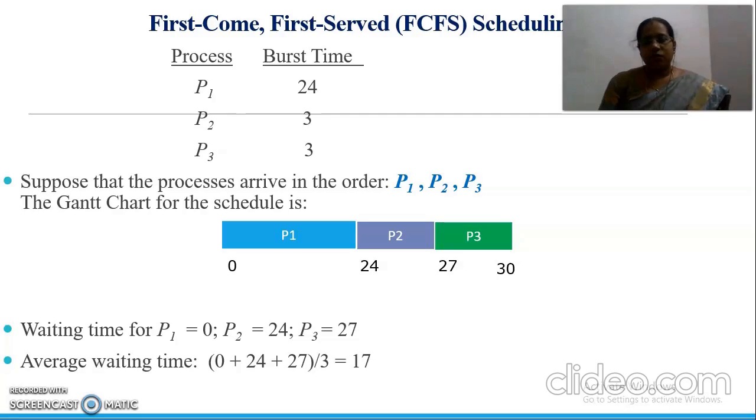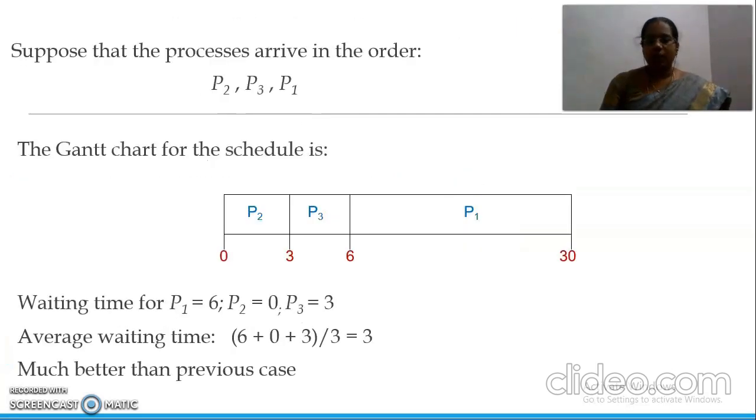So what happens if we change the sequence of the processes? Let me take this as an example. Let the processes arrive in this order: P2, P3 and P1. P2 needs 3 milliseconds, so it starts from 0 to 3. Then P3 needs 3 again, so 3 plus 3, 6. And finally P1, 24 milliseconds, so 6 plus 24, 30.